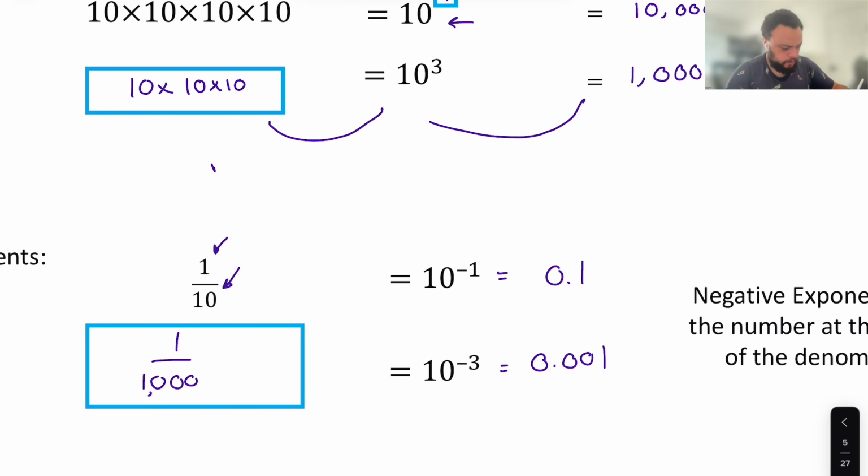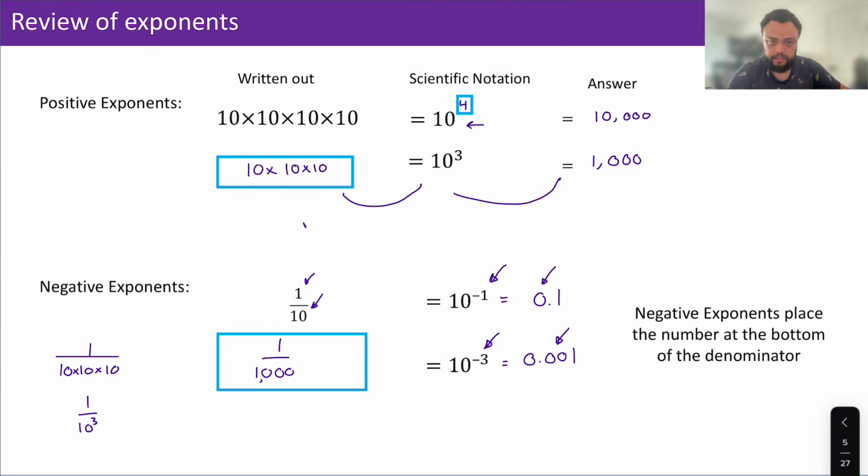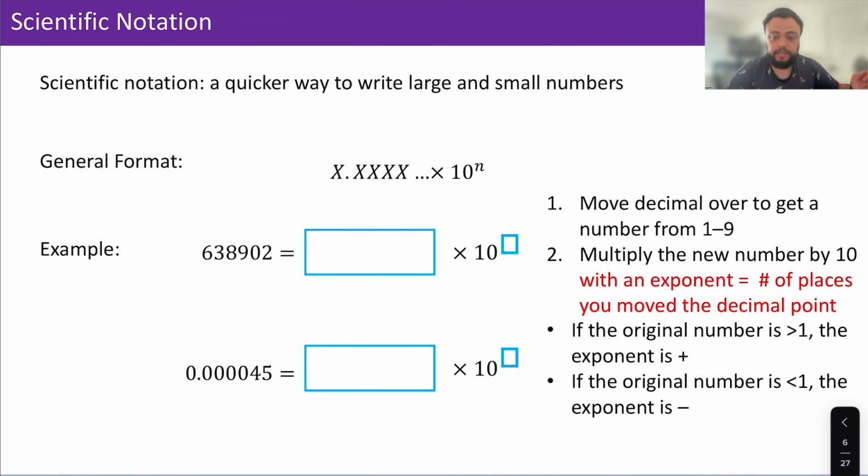And so you might notice, this is 10 to the negative 1. There's 1 zero here. Interesting. Let's keep that in mind. 10 to the negative 3. There are 3 zeros here. Fascinating. Let's keep it in mind. And let's move on to scientific notation.